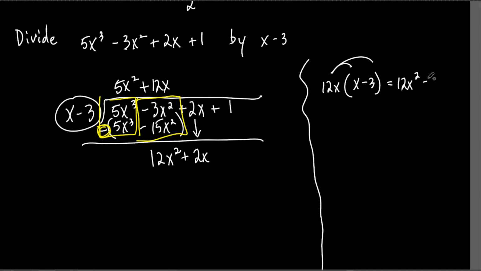12x squared minus what? 36x, right? 12 times 3. And what do I do with that? I subtract it. Make sure you put a parentheses here. It's super important that you put a parentheses. So I'm subtracting 12x squared minus 36x.